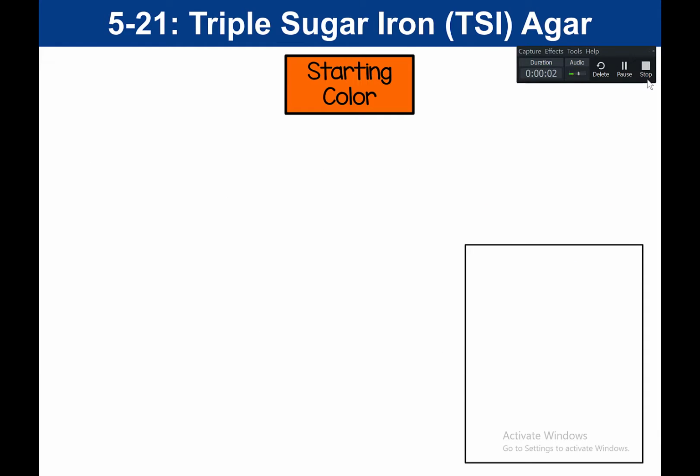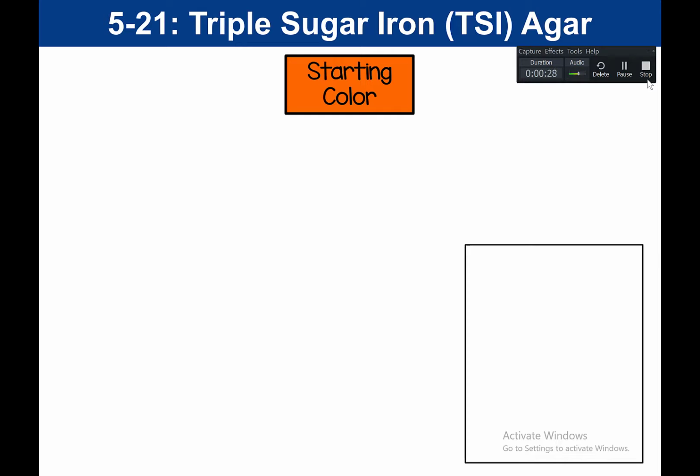So let's talk about what the different colors mean. So notice that when we started with our TSI agar, the starting color was orange. And the starting color is orange because most bacteria are neutrophiles, meaning they grow best at a neutral pH. And so we want to start at the neutral pH, which, remember, with phenol red would be orange. So our starting color is orange for our tube.